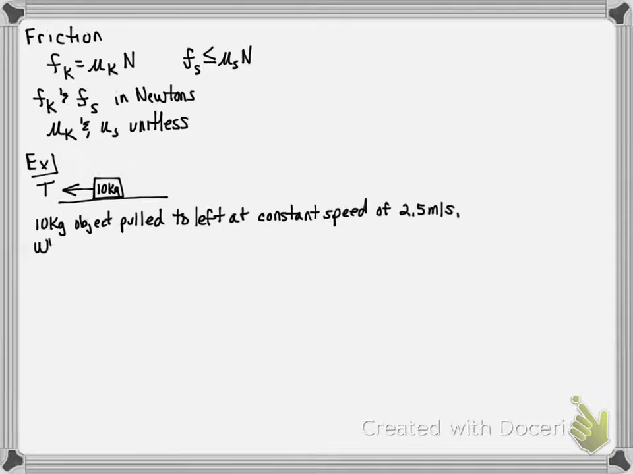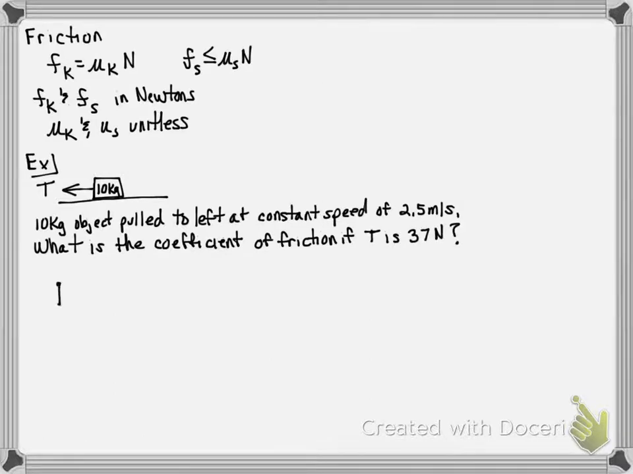And we are given a little bit more information. We want to know what is the coefficient of friction here, and we would assume that we are near the Earth. But we need to know what that tension is in order to have enough information to solve the problem. So if tension is 37 newtons, what is the coefficient of friction between those two surfaces?